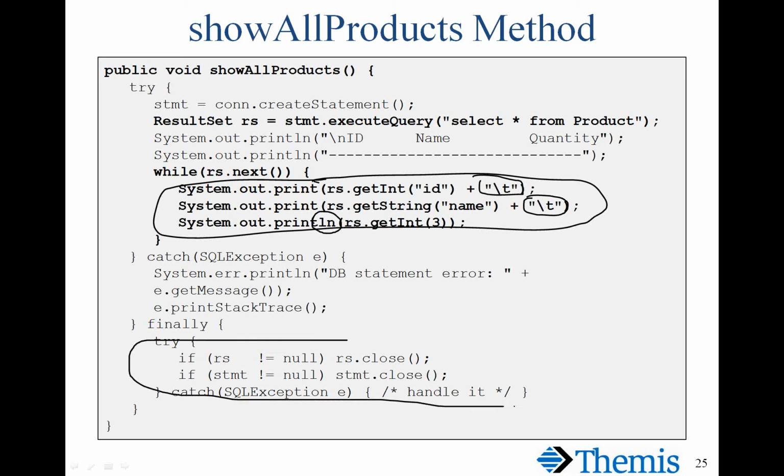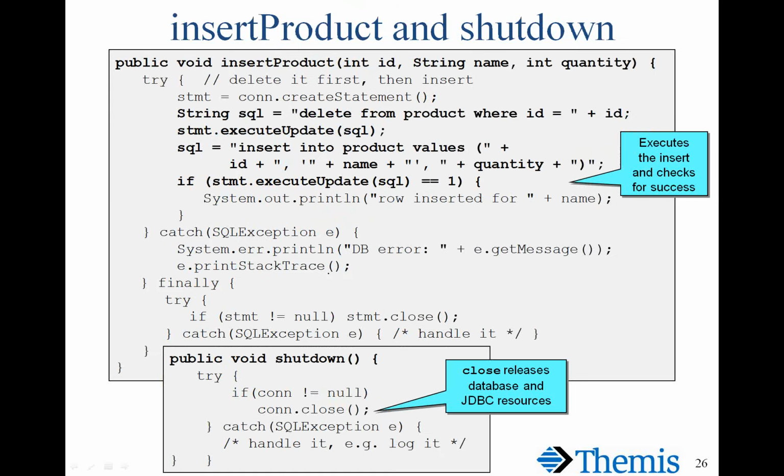Notice also that the result set and statement are closed, but not the connection. That remains open until we shut down. And that's what we see here. Shutdown is where we close the connection and handle the exception. Also on this page, the insert product, which takes 3 parameters to support the 3 columns on the product table.